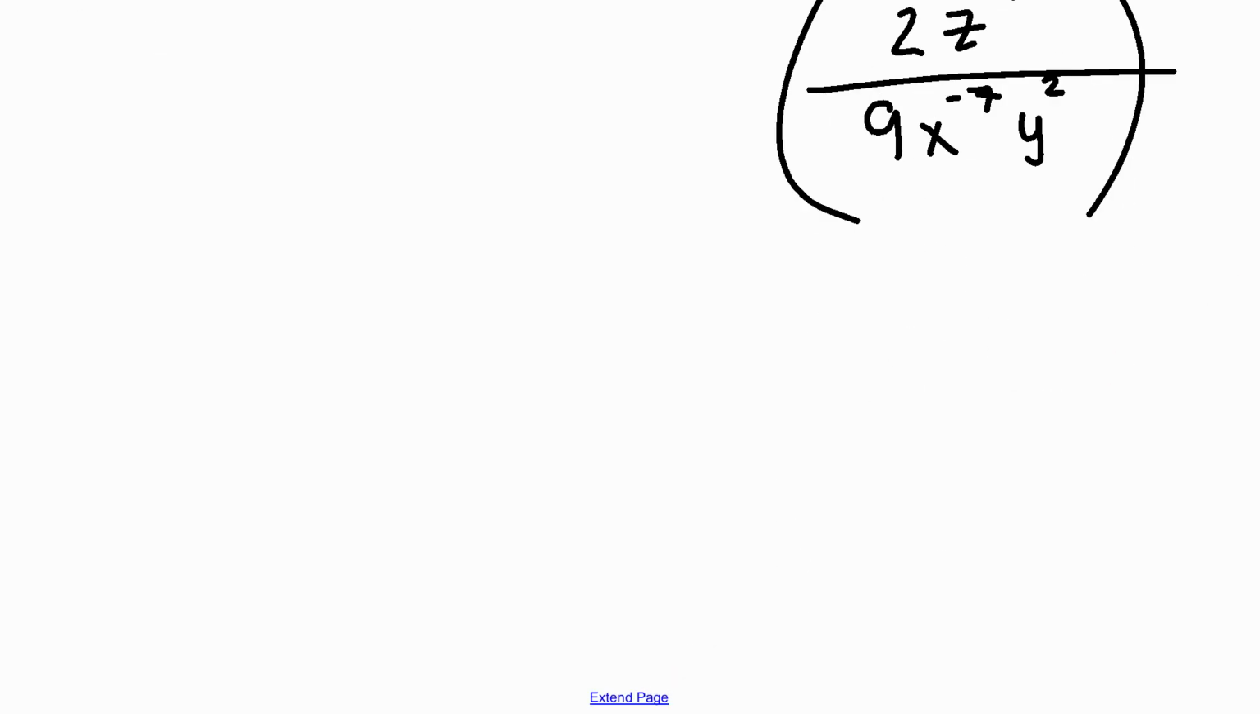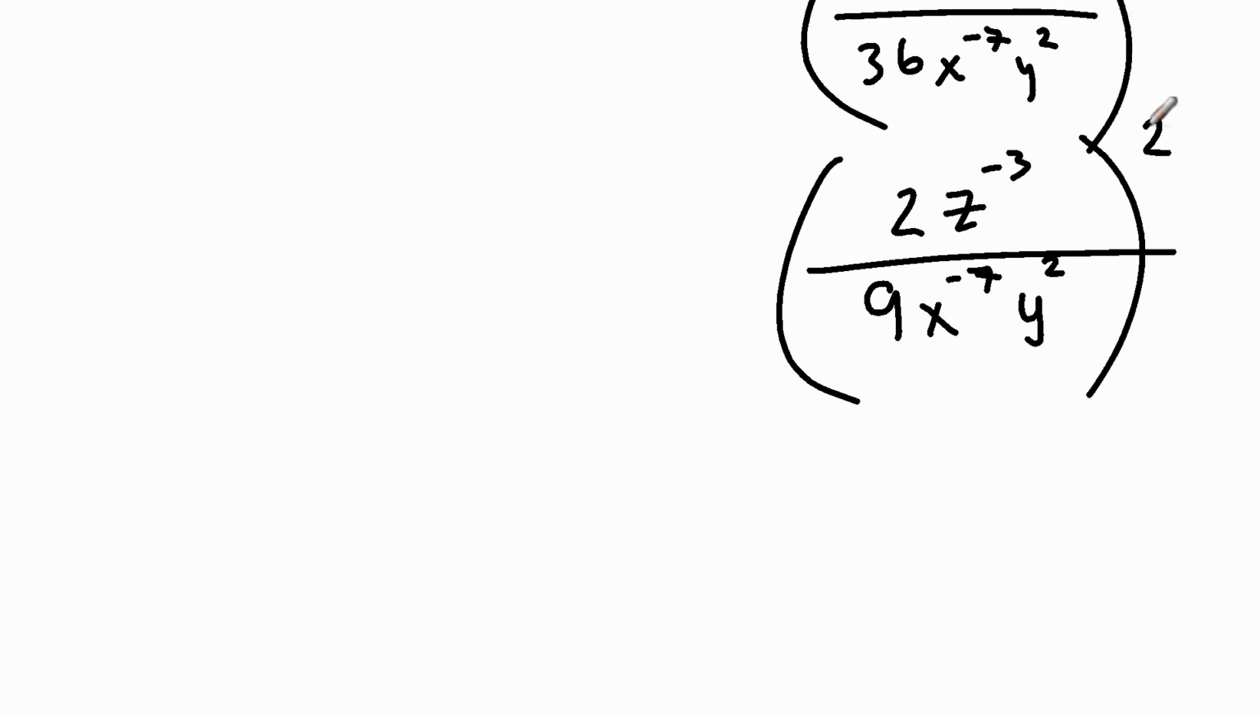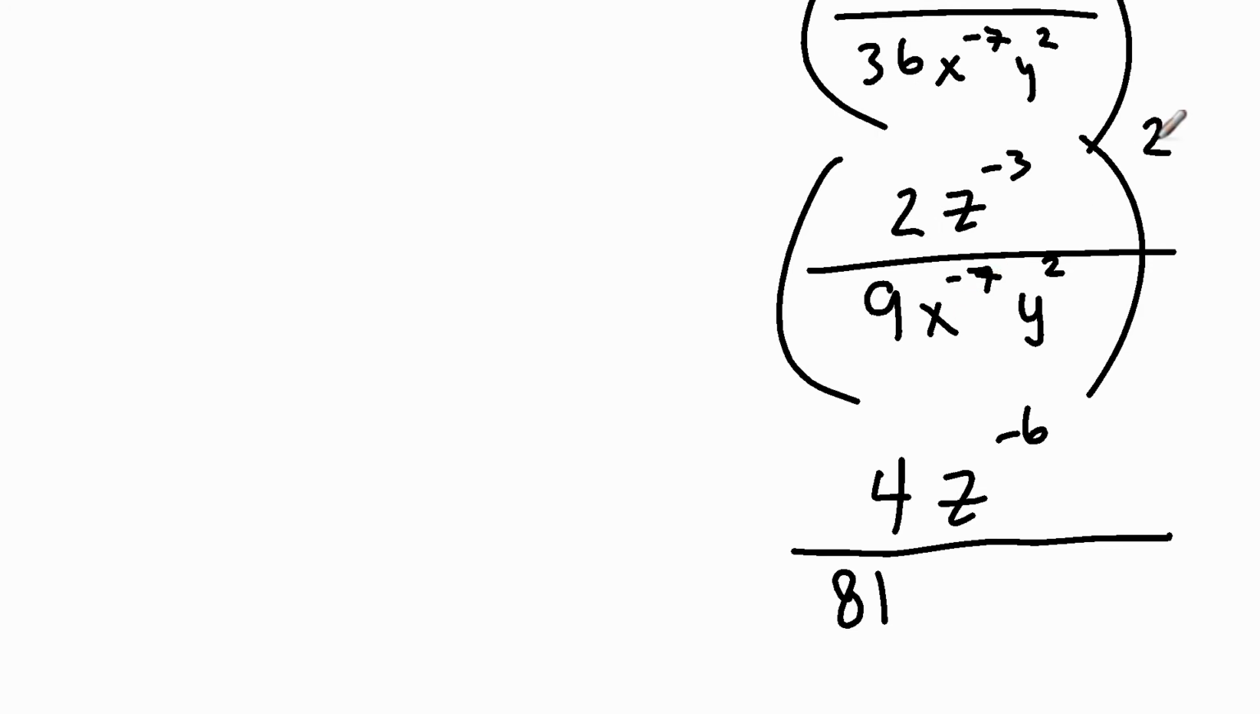Okay, now let's take that 2 and apply it to everything. So the 2 squared will be 4. Z to the minus 3 times 2, so I multiply those, so that'll be Z to the minus 6. I'll have to fix that later. 9 squared is 81. X to the minus 7 squared would be x to the minus 14th. Y squared squared would be y to the 4th.